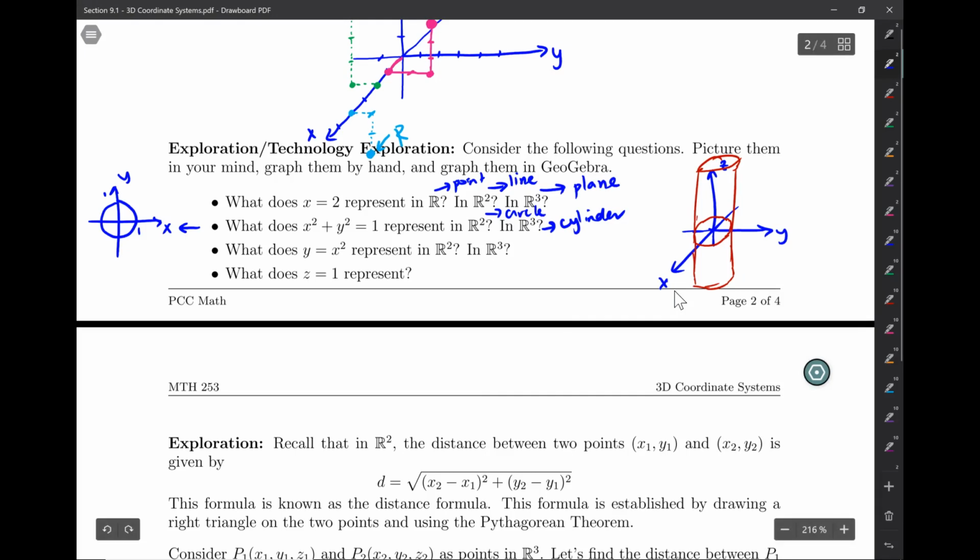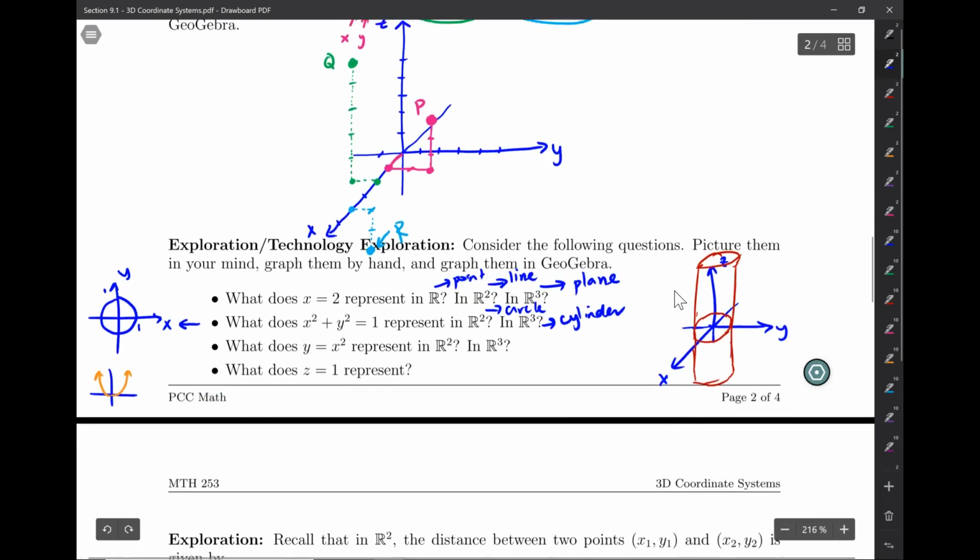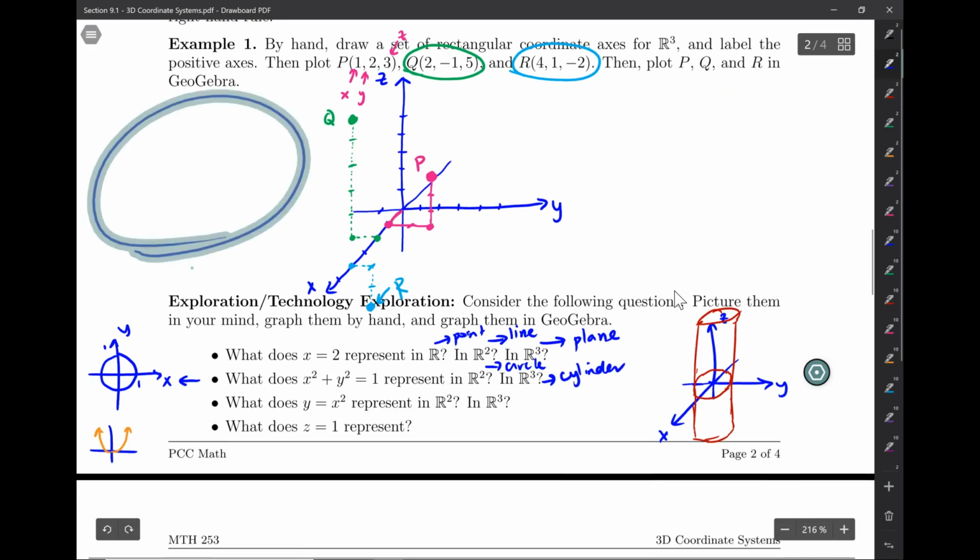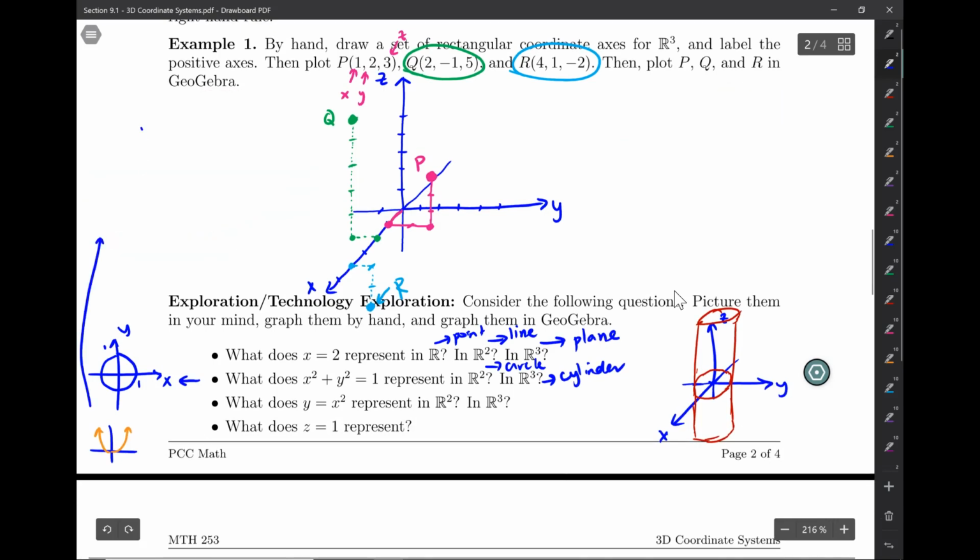All right, let's think about y equals x squared. What does that represent in R2? What does it represent in R3? So we know in R2, y equals x squared is a parabola, like so. And so if we imagine it in R3, I guess I have a ton of space up here, don't I? I might as well use that. Okay, so extending that into R3. Again, go ahead and graph y equals x squared. So y equals x squared would look like this.